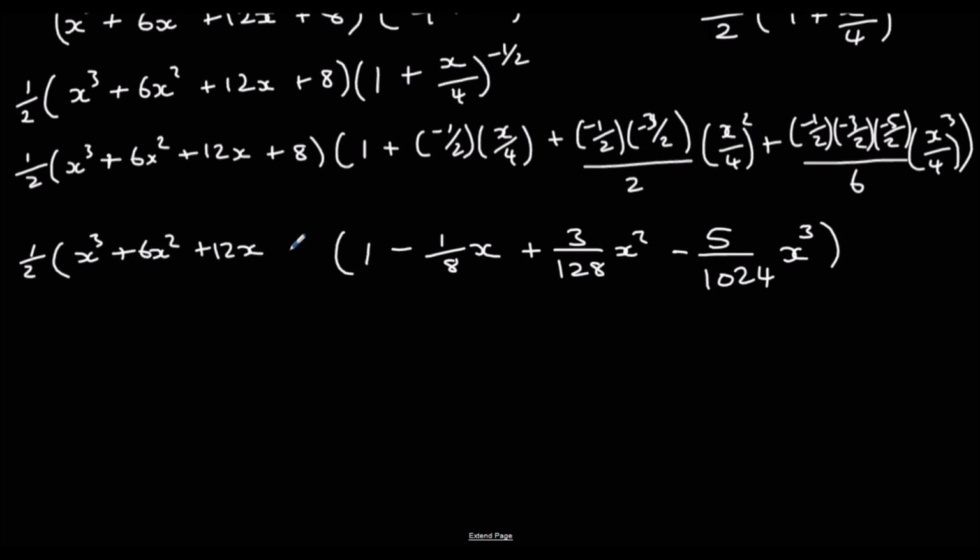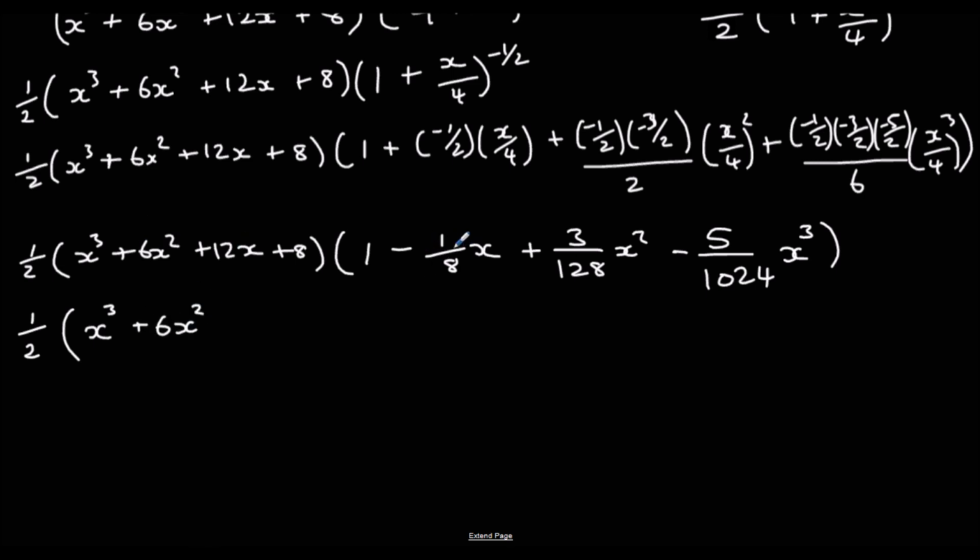and we need to expand these brackets. So we only need the terms up to x cubed. So anything bigger than x cubed we're going to ignore. We're going to leave the half on the outside for now. So we're going to expand and get all the terms up to x cubed. So x cubed times 1 is x cubed. Then nothing else from the x cubed is going to give us a term x cubed or lower, so we can ignore them. 6x squared times 1 is 6x squared.